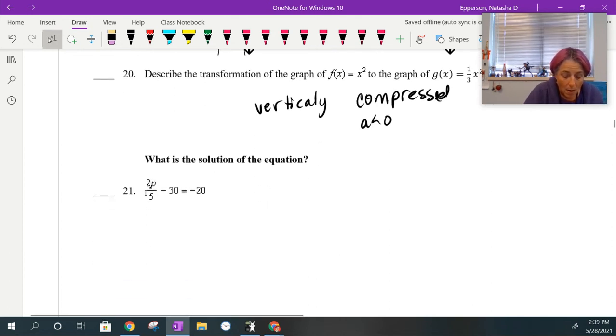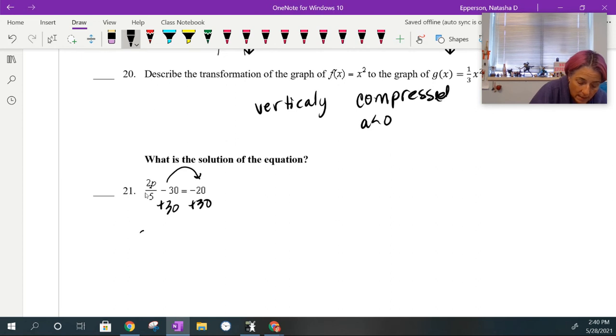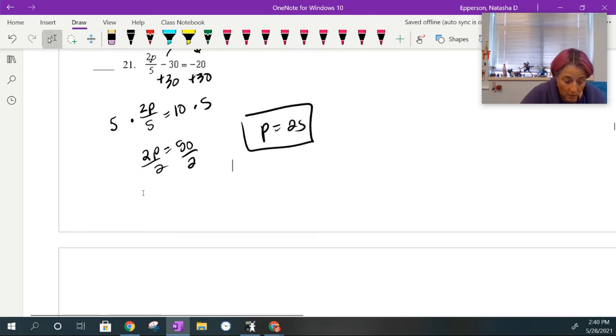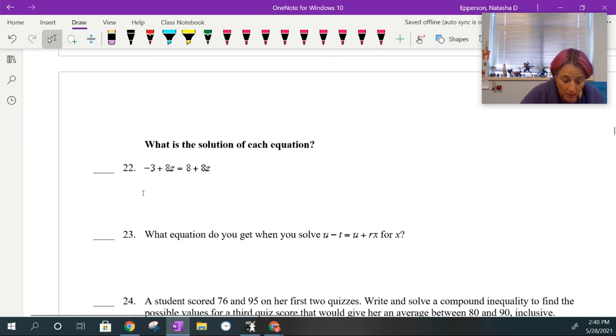Number 21, what is the solution to the equation? So all I'm doing is solving for p. I'm going to move the 30 over. Since it's negative, I'm going to add it. This is going to become 2p over 5 is equal to positive 10 multiplied by 5. That gives me 2p is equal to 50 divided by 2. 50 divided by 2 is going to give me 25. So p is equal to 25. That's all you're doing. So on the test, all you're going to need to do is change out the numbers.